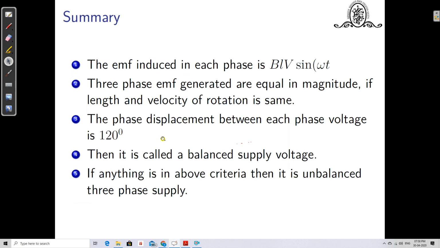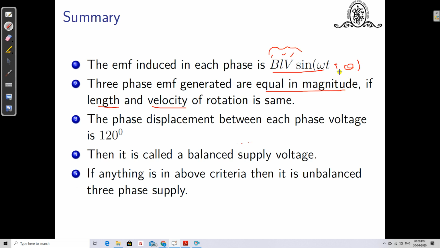In the summary, the EMF induced in all three phases is equal to BLV sine omega t. EMF induced is BLV in each phase, BLV sine omega t. According to placement, theta may be 0, theta may be 120, theta may be minus 120, depending upon the placement of the coil. The three-phase EMF generated are equal in magnitude if the length, velocity and the flux density are equal, then only the magnitude is equal.